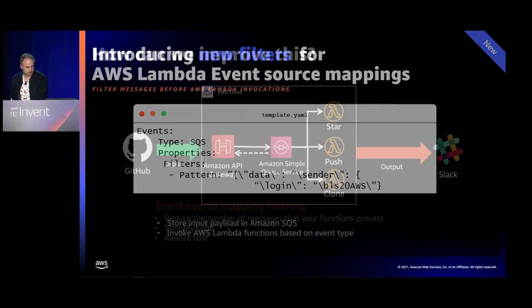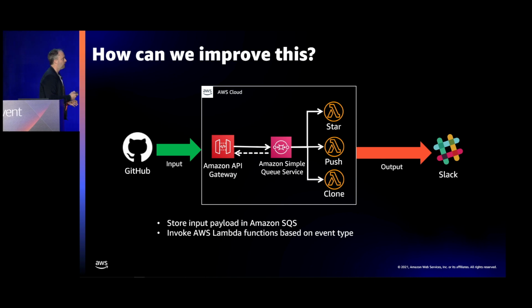Excuse me. OK, so final slide for this example. How can we improve it? We go from API Gateway, we store first, we process after. We turn it into an asynchronous workload, right? So we store it in SQS. SQS sends back an acknowledgement to API Gateway that it's going to store that. Then we can branch out using filtering to our Lambda functions.